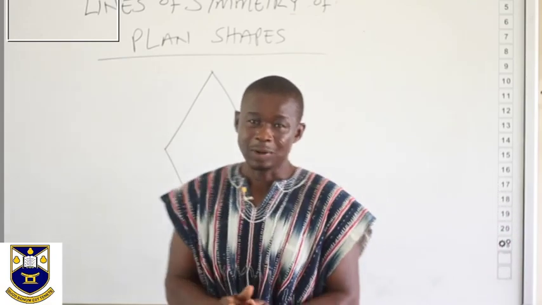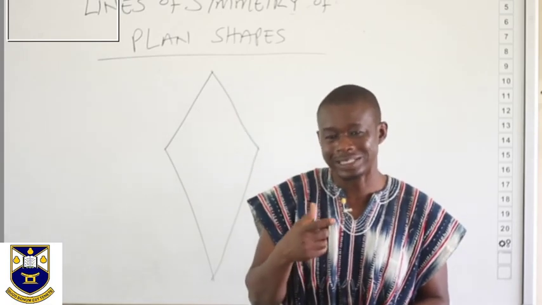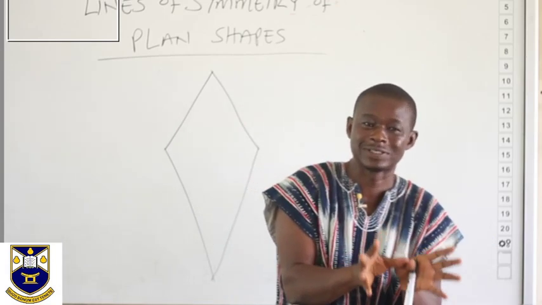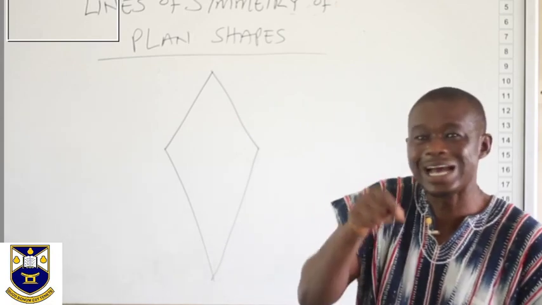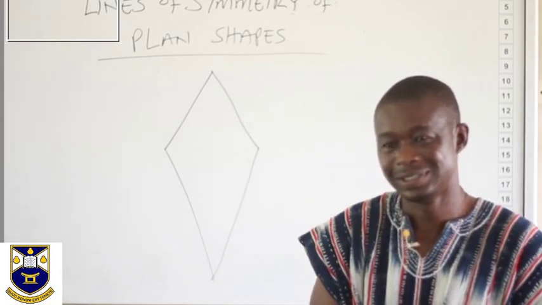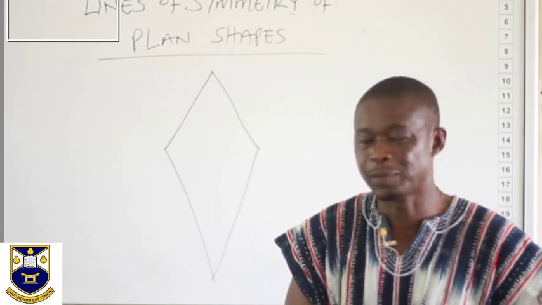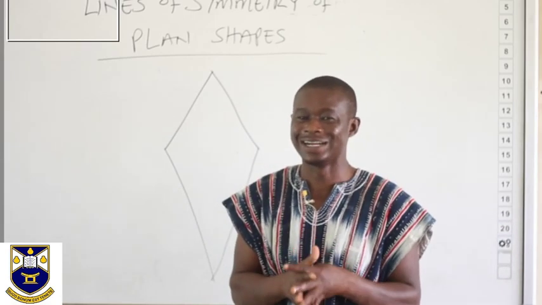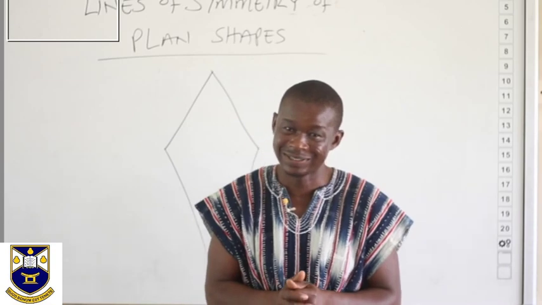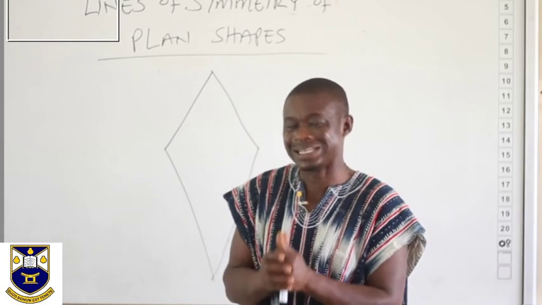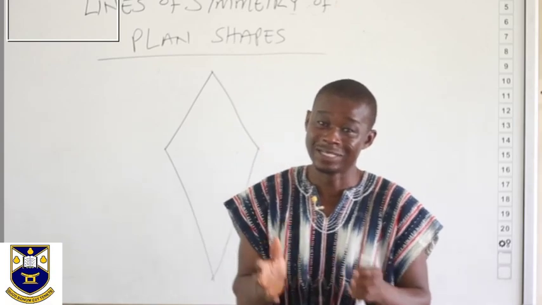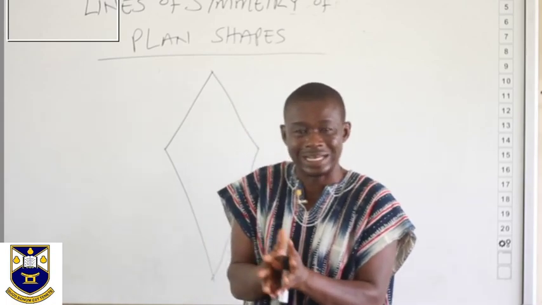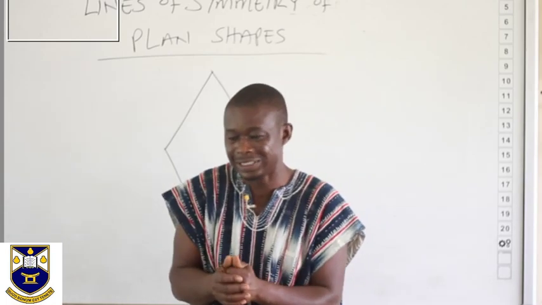Good. Now, what I want you to investigate is the relationship between a polygon, that is the number of sides, and the number of lines of symmetry. For example, if a polygon has three sides, which is a triangle, how many sides are there? Obviously, it's three. So if it is three sides, how many lines of symmetry are there?